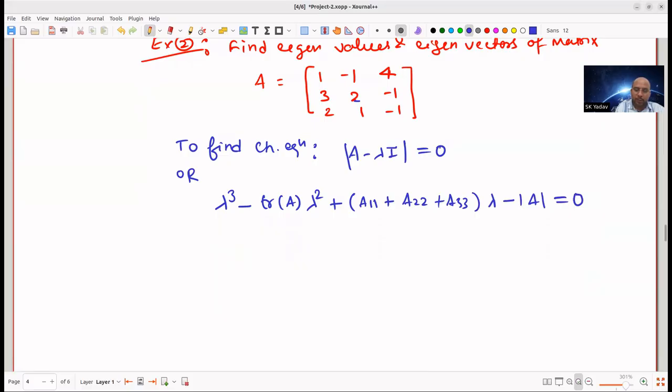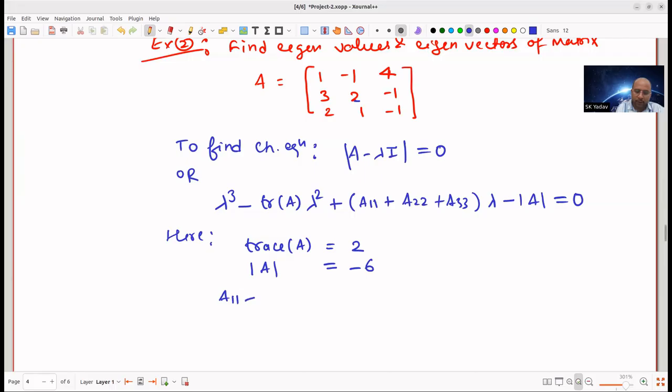So what is the trace of the matrix? Trace means sum of diagonal elements. So it is 1 plus 2 minus 1, and that means it is 2 here. And similarly, you can find the determinant of A. So here, the determinant of the matrix is minus 6. And now I can find the sum of principal minors.